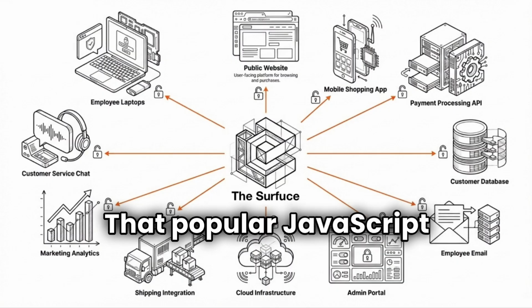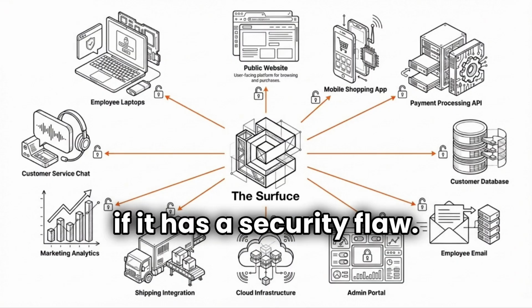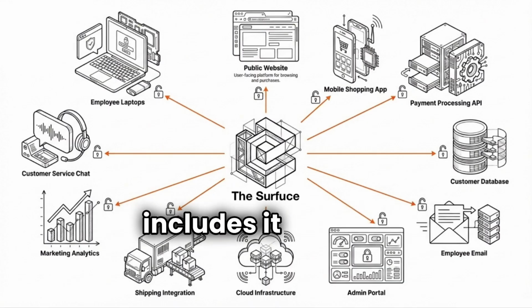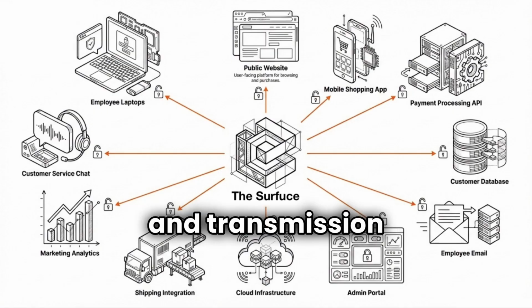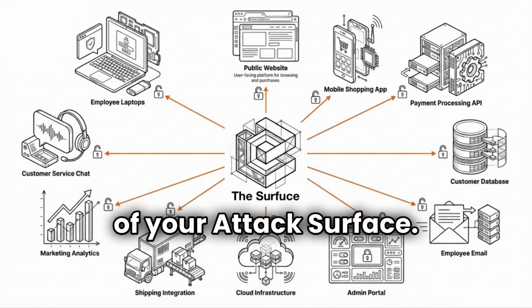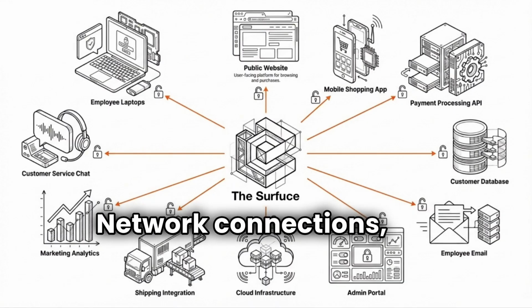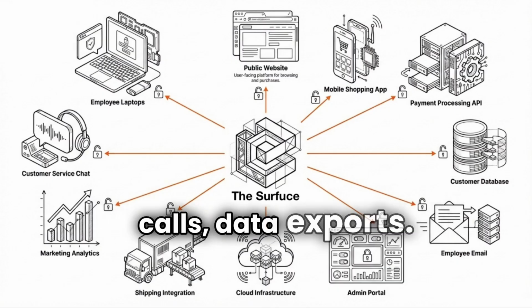That popular JavaScript library everyone uses. If it has a security flaw, every application that includes it inherits that vulnerability. Data storage and transmission points matter too. Databases, file servers, backup systems, cloud storage. Wherever data lives, that's part of your attack surface. So are the channels through which data moves, network connections, API calls, data exports.